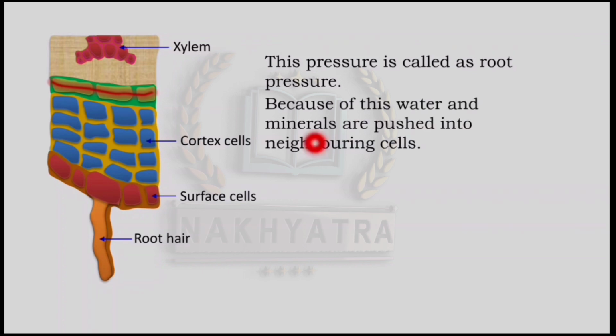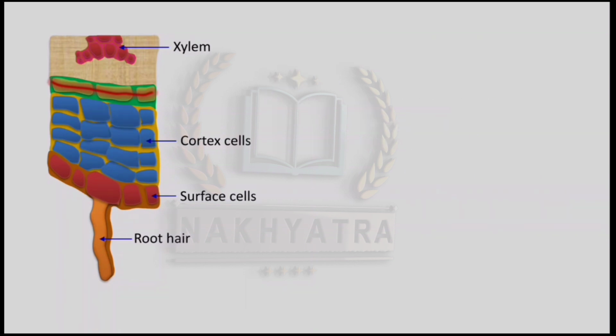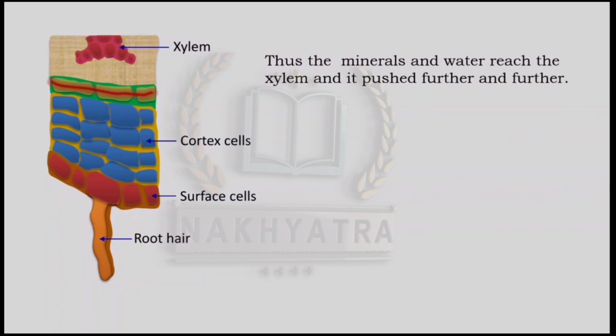Alright. Now because of this root pressure, water and minerals are pushed into the neighboring cells, that means into the cortex cells. Okay. Now the neighboring cells become turgid and exert pressure on adjacent cells. Clear? Thus, the minerals and water reach the xylem and are pushed further and further.